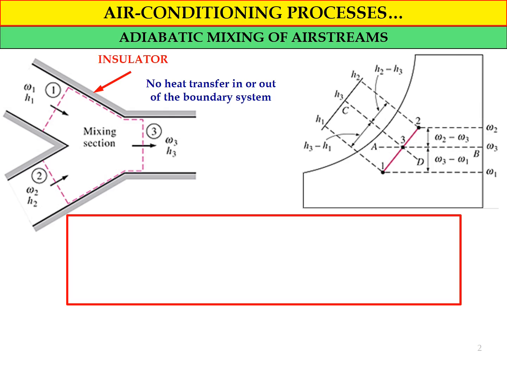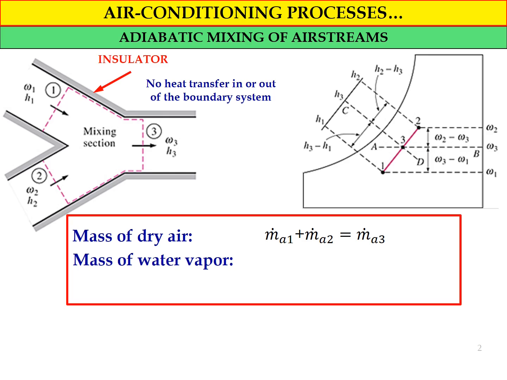So if we implement the mass balance equation and the energy equation, for the mass of dry air, ma1 dot for the first inlet plus ma2 dot for the second inlet equals ma3 dot for the outlet of the mixing section. Okay, for the mass of water vapor, mv1 dot at the first inlet plus mv2 dot at the second inlet will be equal to mv3 dot at the outlet of the mixing section.